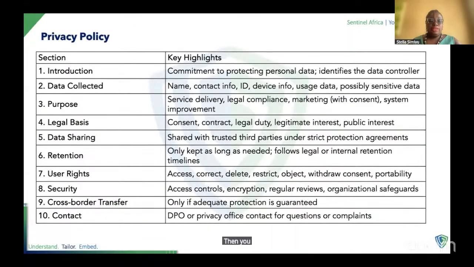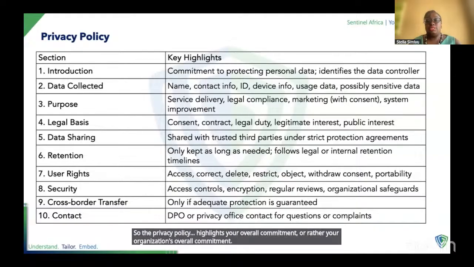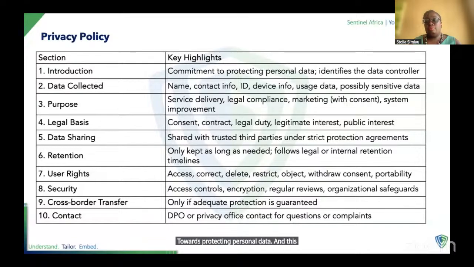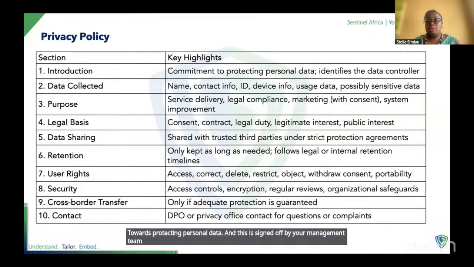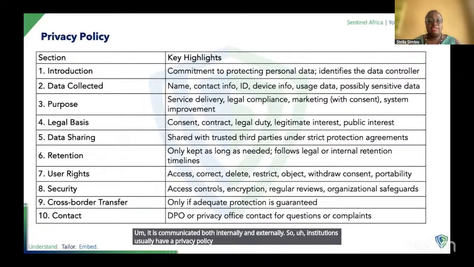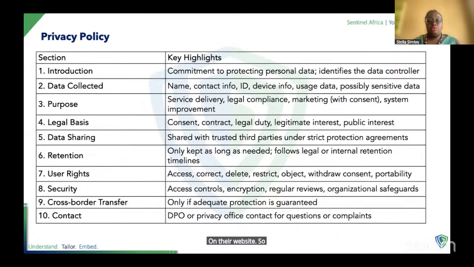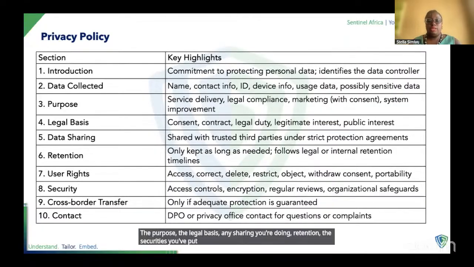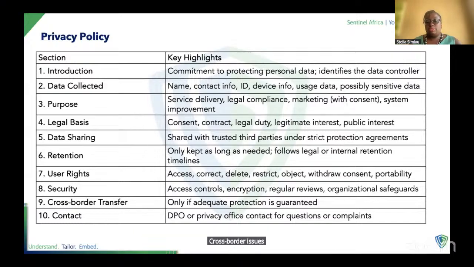Now that you have documented your scope, the next step is to document a privacy policy. The privacy policy highlights your organization's overall commitment towards protecting personal data. It is signed off by your management team, typically your top management, sometimes the board. It is communicated both internally and externally. Institutions usually have a privacy policy or a privacy statement on their website. It will include things such as the data you collect, the purpose, the legal basis, any sharing you're doing, retention, the security measures you've put in general, cross-border issues, and the contact of the DPO.